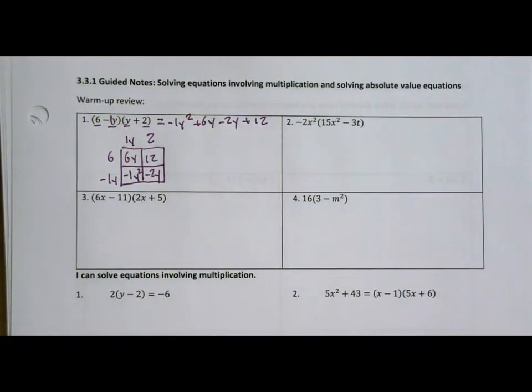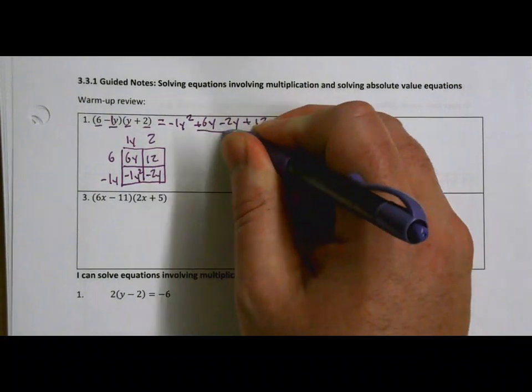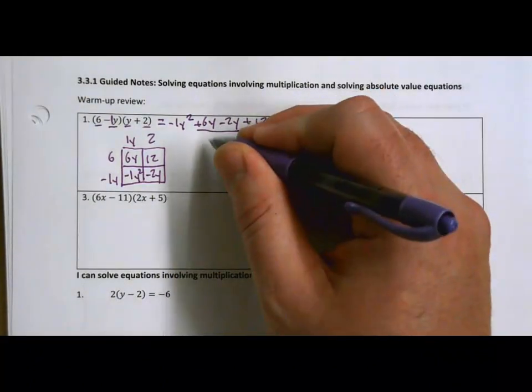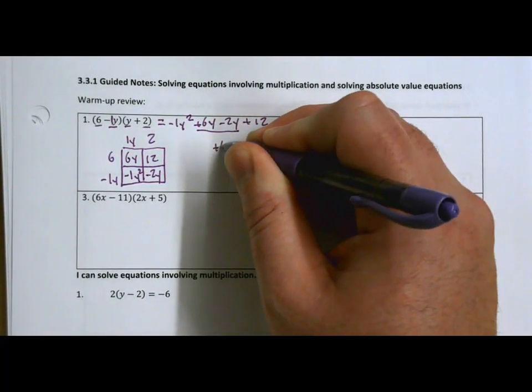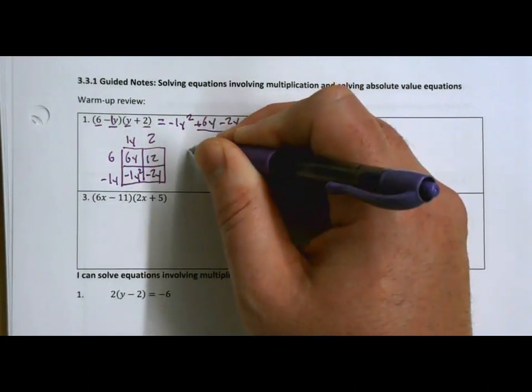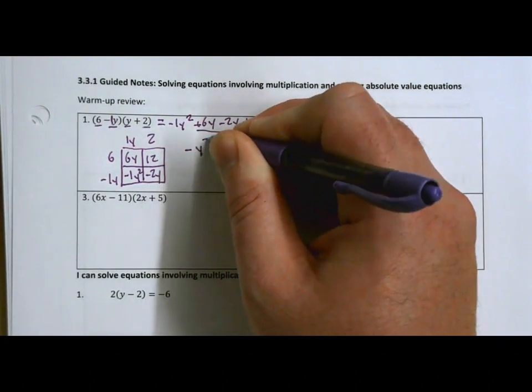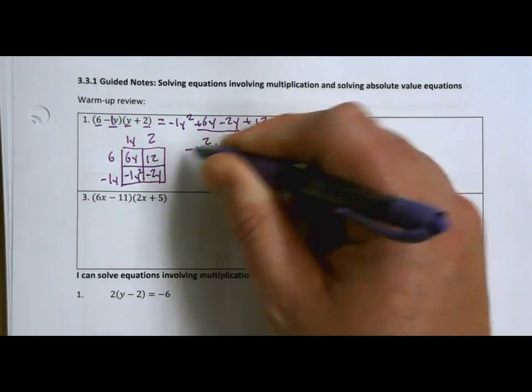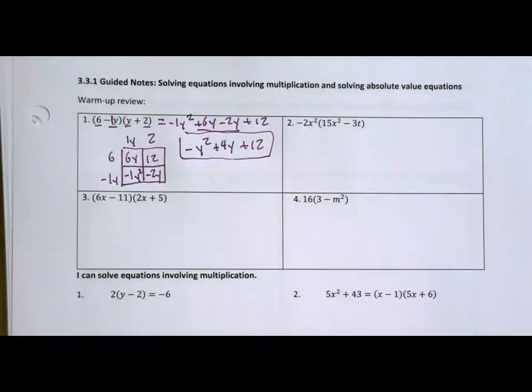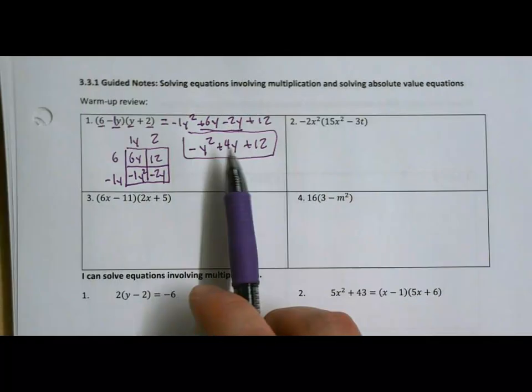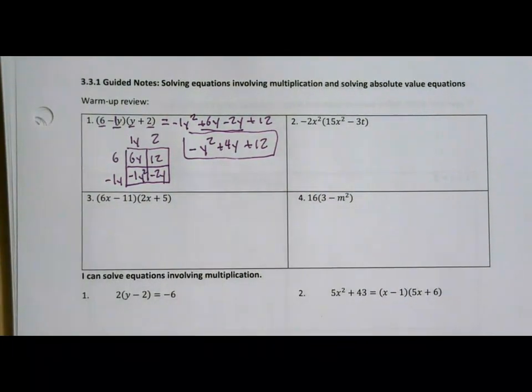All right, let me simplify this because I can put this 6y and this negative 2y together. Positive 6 and negative 2 is going to give me positive 4y. Let me bring down the rest here. Negative 1y squared and plus 12. So that's going to be my final answer. I left the 1 off of my y squared, but I could totally leave that 1 on there if I wanted to.